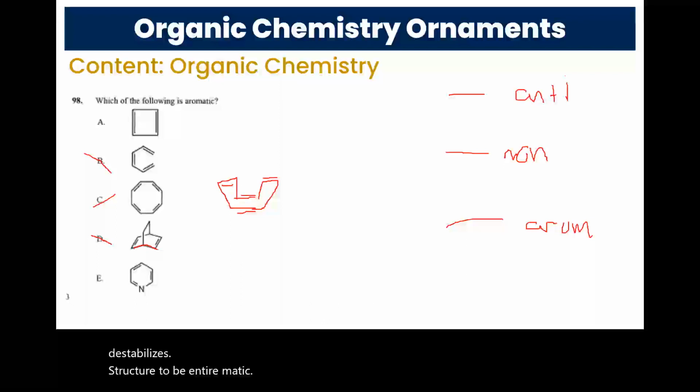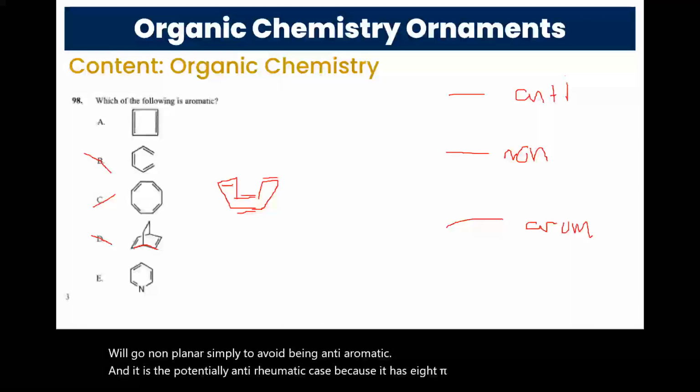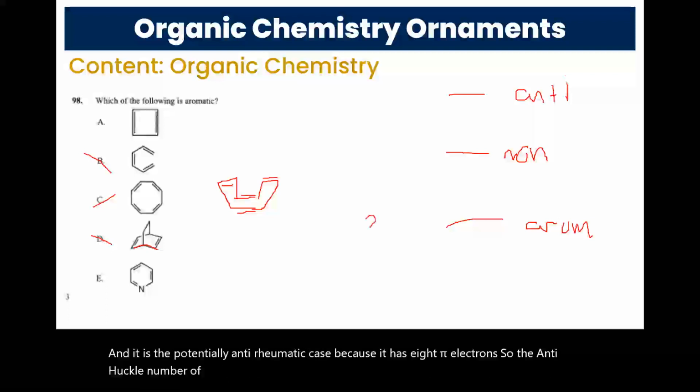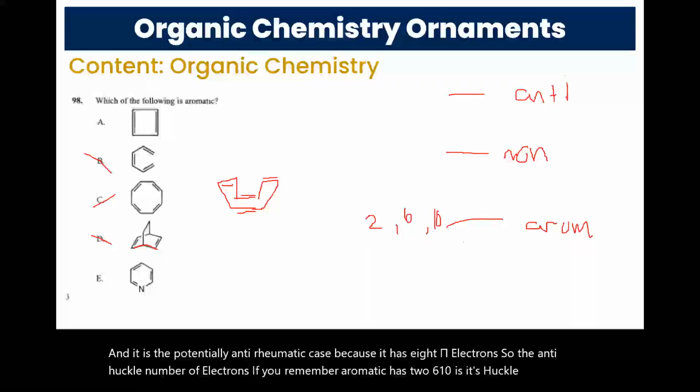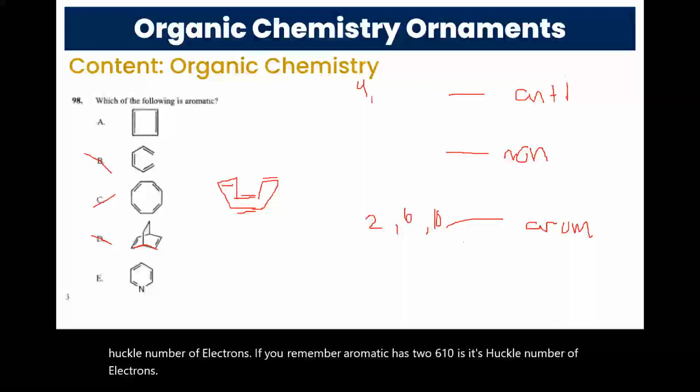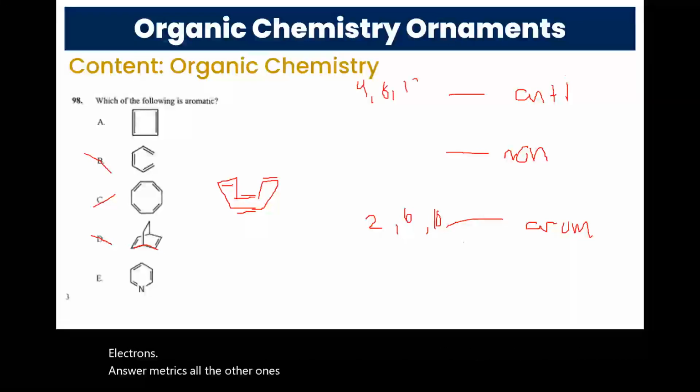So C will go non-planar simply to avoid being anti-aromatic. It is the potentially anti-aromatic case because it has 8 pi electrons, the anti-Huckel number of electrons. If you remember, aromatic has 2, 6, 10 as its Huckel number of electrons. Anti-aromatic is all the other ones, 4, 8, 12, etc.